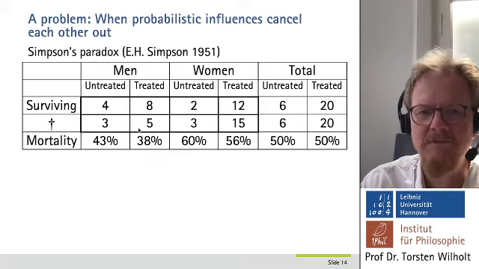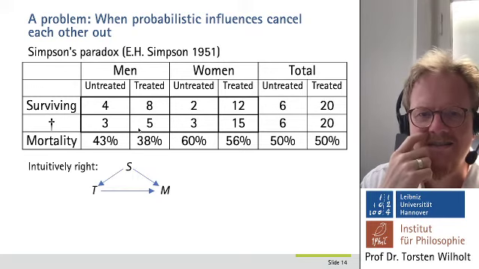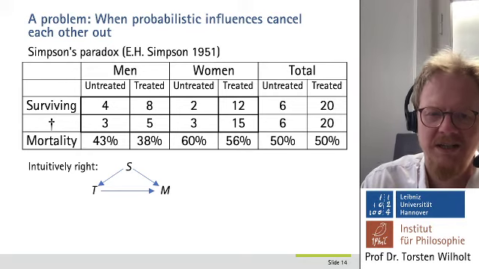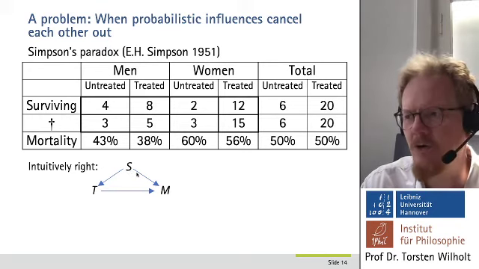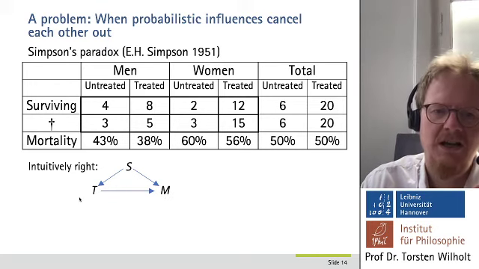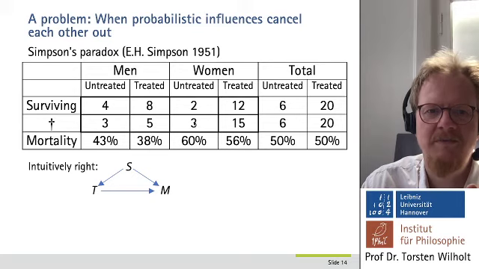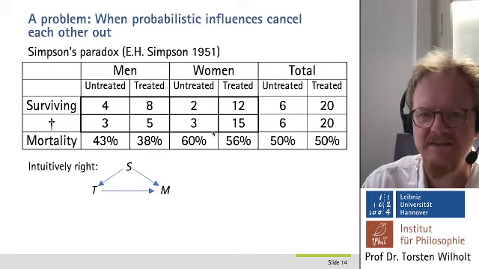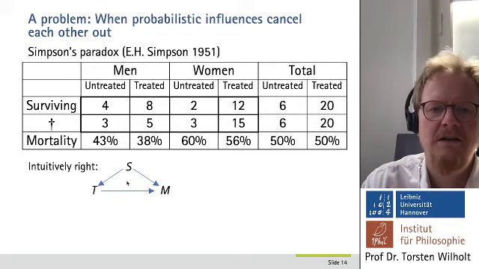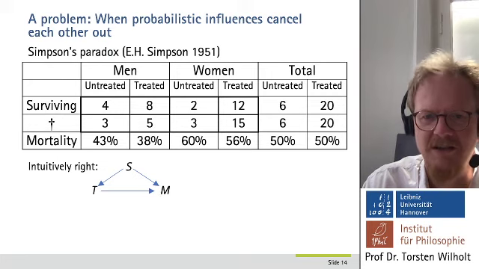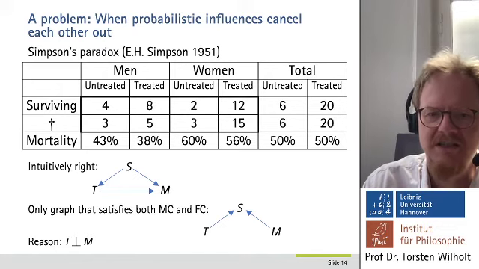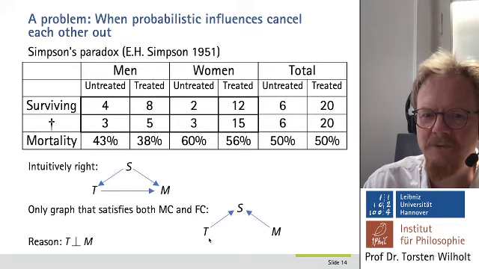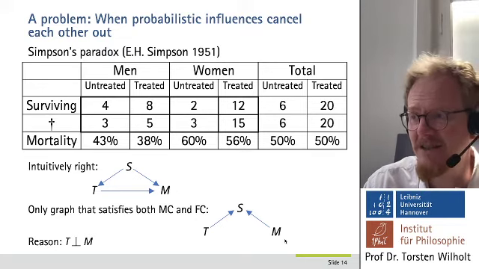And why is this a problem? Intuitively, if you look at the variables sex, treatment, and mortality, this seems right. Sex determines or co-determines mortality with treatment. Sex also seems to play an influence in treatment because the proportion of treated is higher in women than in men. Those should be the causal influences. But if you look at the numbers, the only graph that is permitted by both Markov condition and faithfulness condition is this. This would be a graph where the sex is co-determined by treatment and mortality.